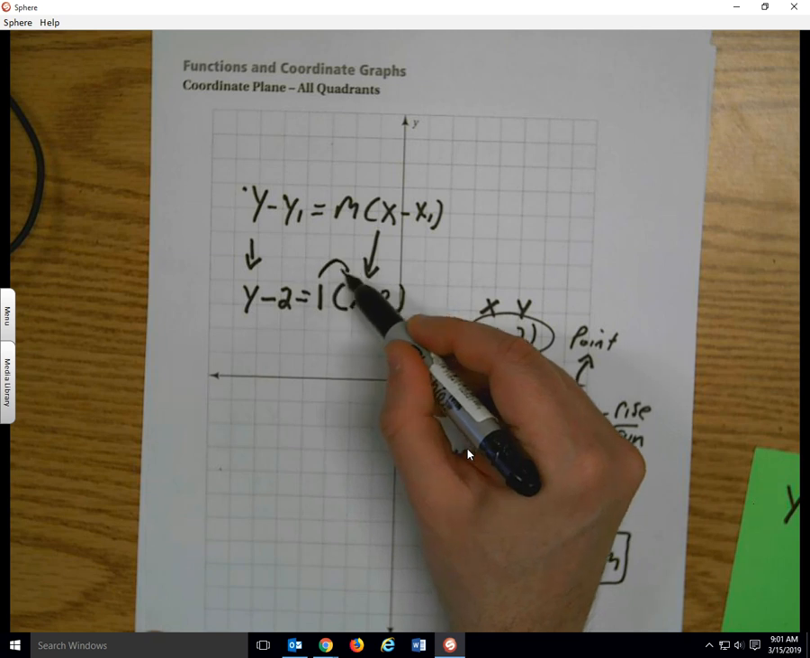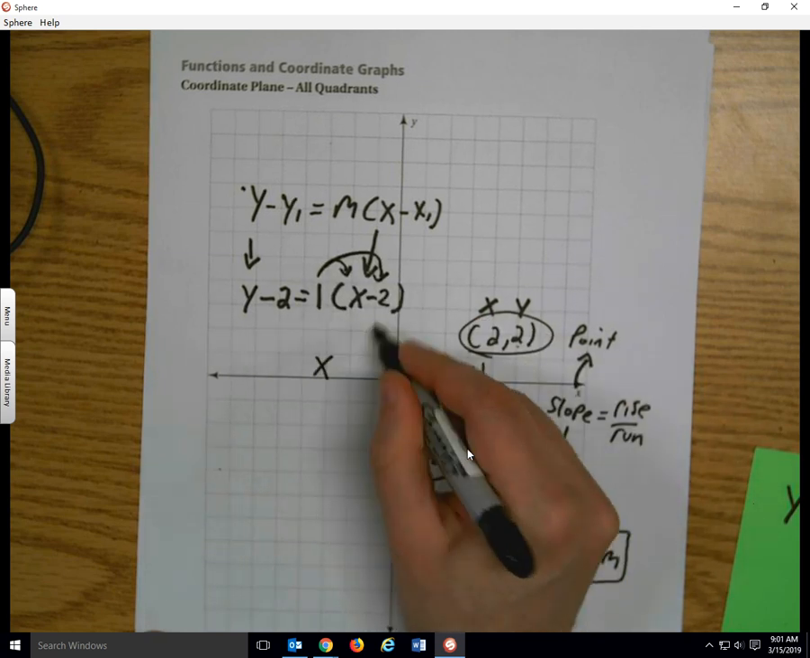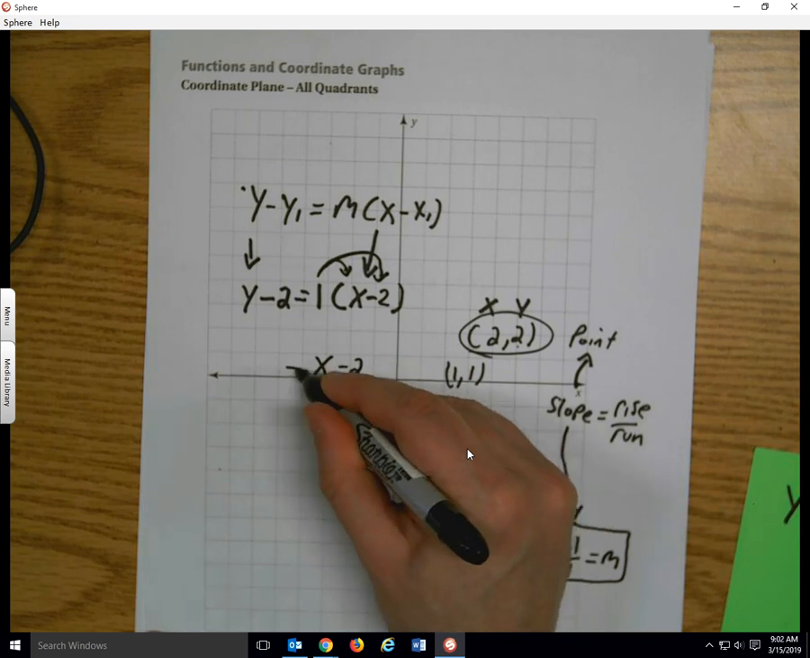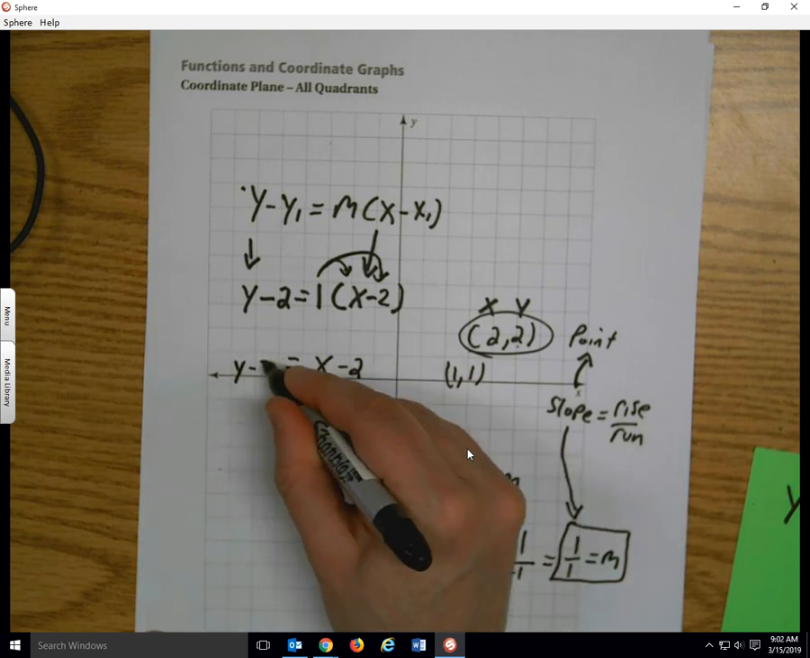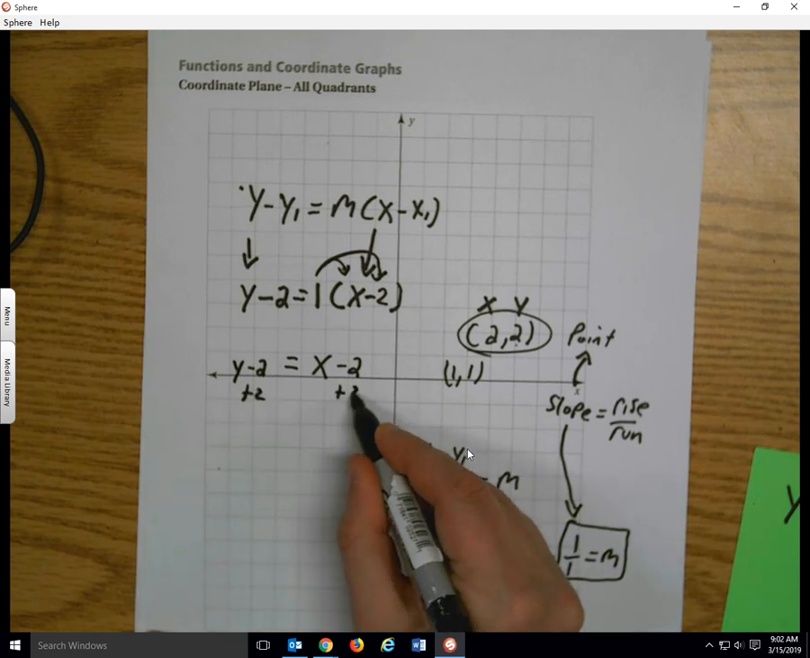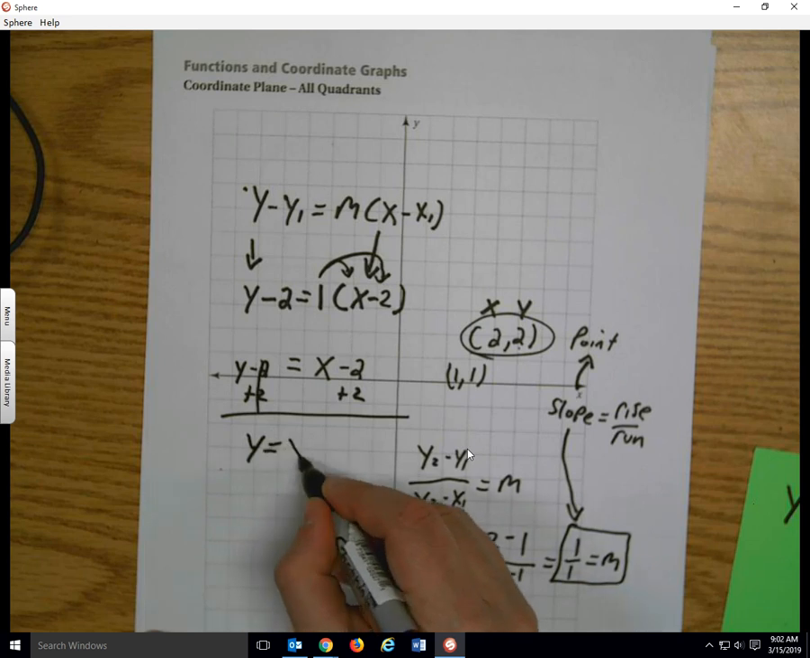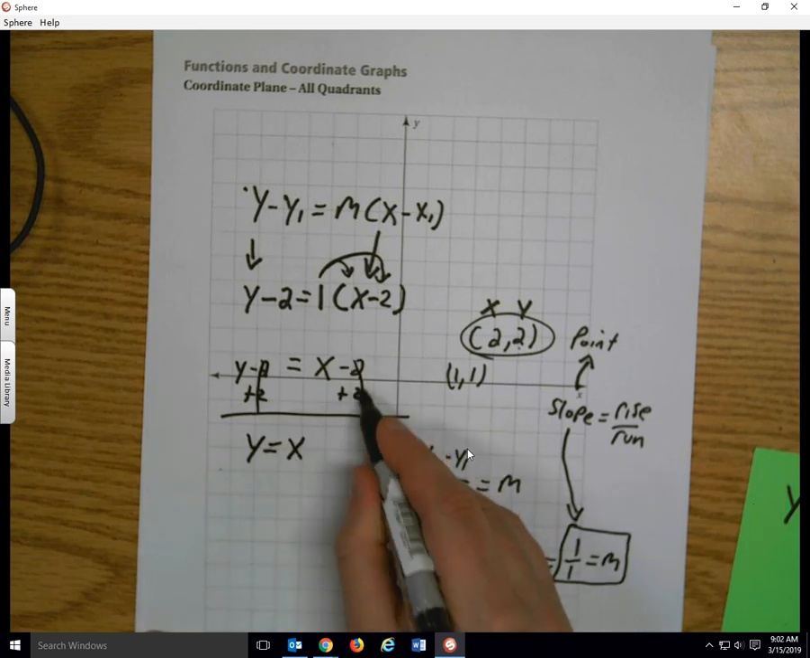We distribute. 1 times x is just x. 1 times a negative 2 is a negative 2. Bring everything else down. When we solve for y, so there's a negative 2, we would do a positive 2. Y equals x. And these cancel out.